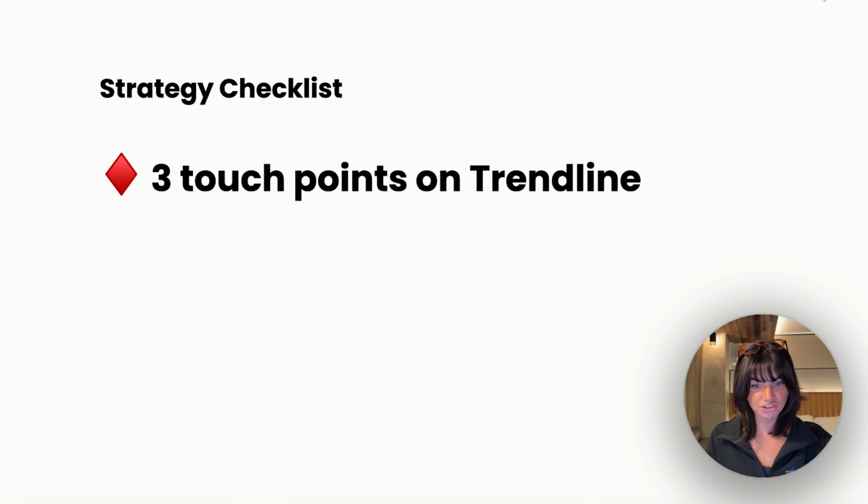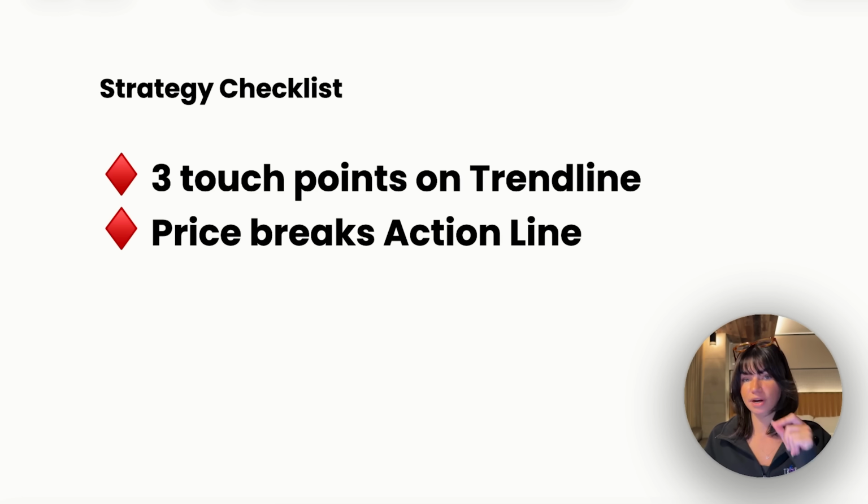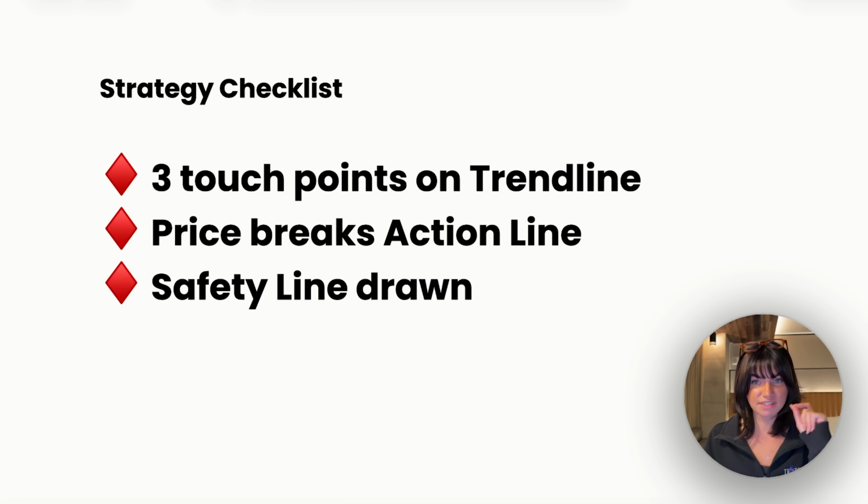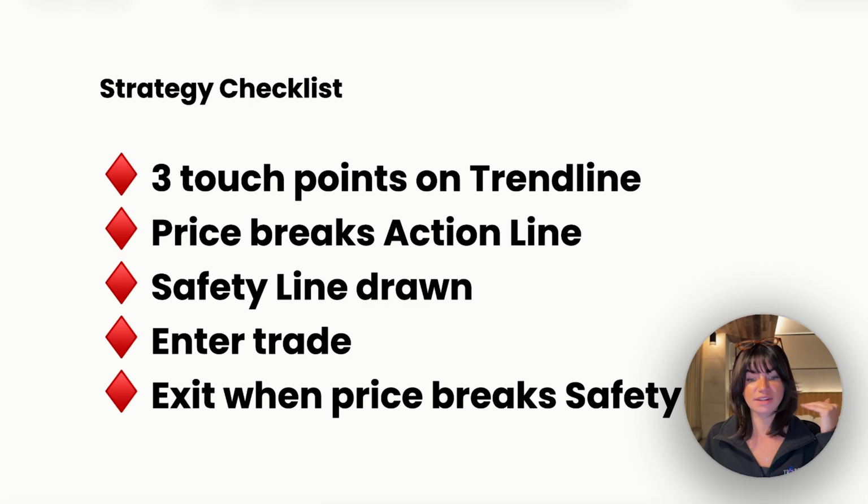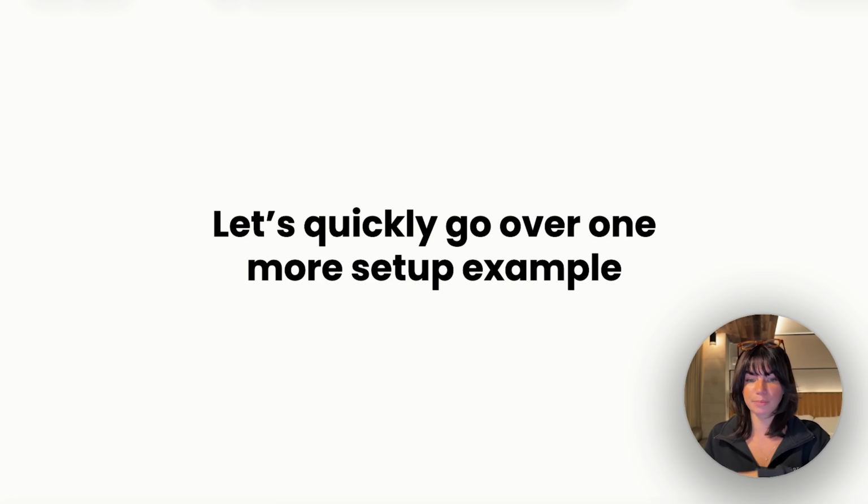So quick strategy checklist before we move on. 3 touch points on the trend line has to happen. Next, price needs to break the action line. Next, we need to have a safety line drawn to protect our capital, to manage our risk, to mitigate our risk. And then we need to enter the trade. We need to exit when price breaks the safety line. Now, before we get into some real world examples of actual price action, I want to show you guys just one more example on the charts here.